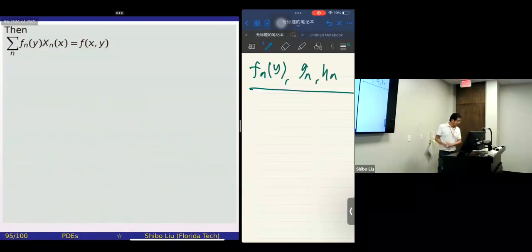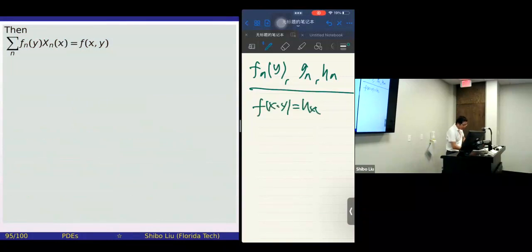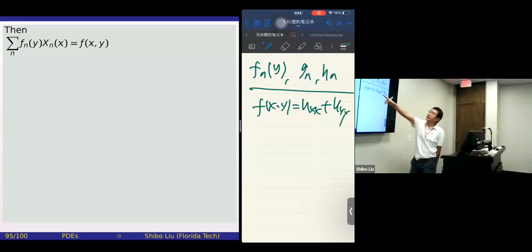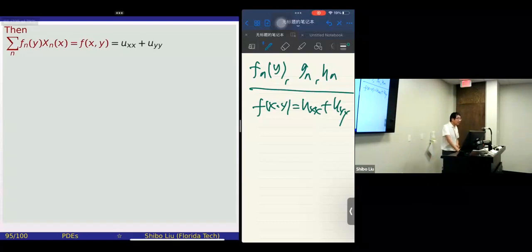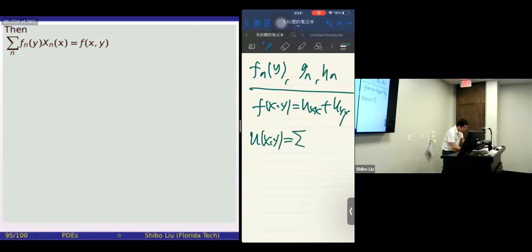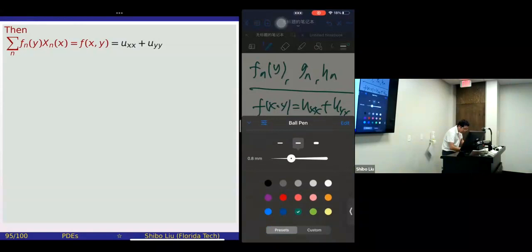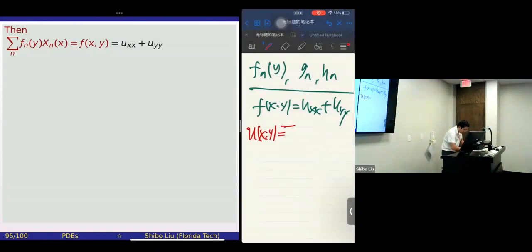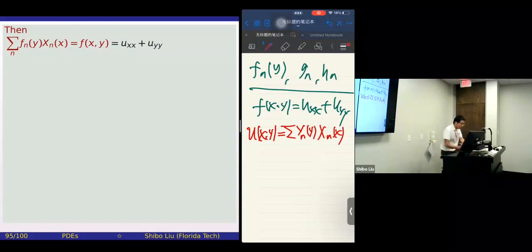Then we consider our PDE. Our PDE is f(x,y) equal to u_xx plus u_yy. Now, f(x,y) is this series. This equals u_xx plus u_yy. But what is u? u(x,y) is the sum of Y_n(y) X_n(x). So what is u_xx? u_xx should be the sum of Y_n(y) X_n double prime.